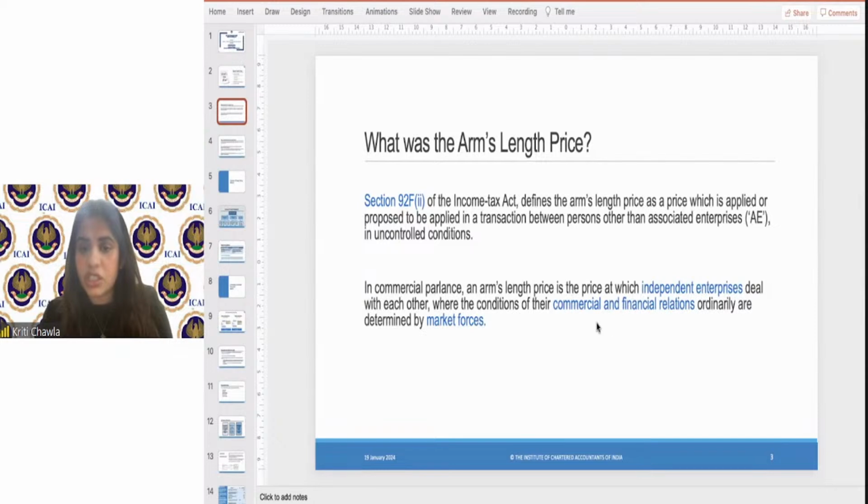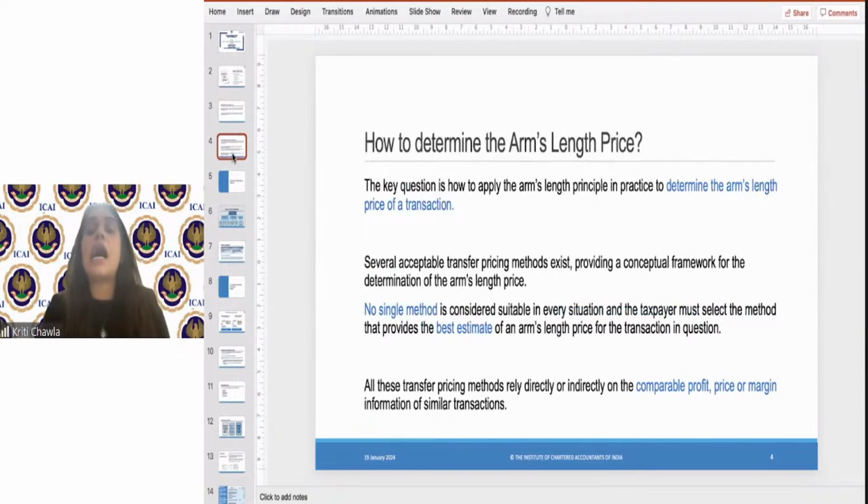Now, in today's lecture, we will be discussing how to determine the arm's length price. That is going to form the basis of today's lecture, and we'll be spending more than 2 hours just discussing how you determine this arm's length price. If you look at the manner of determination of arm's length price, there are several transfer pricing methods available. These are the methods by which you actually calculate the arm's length price.